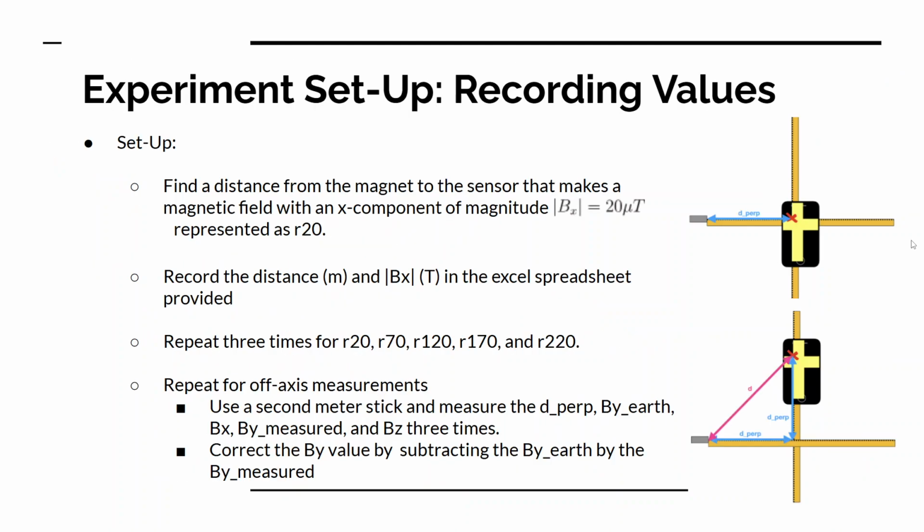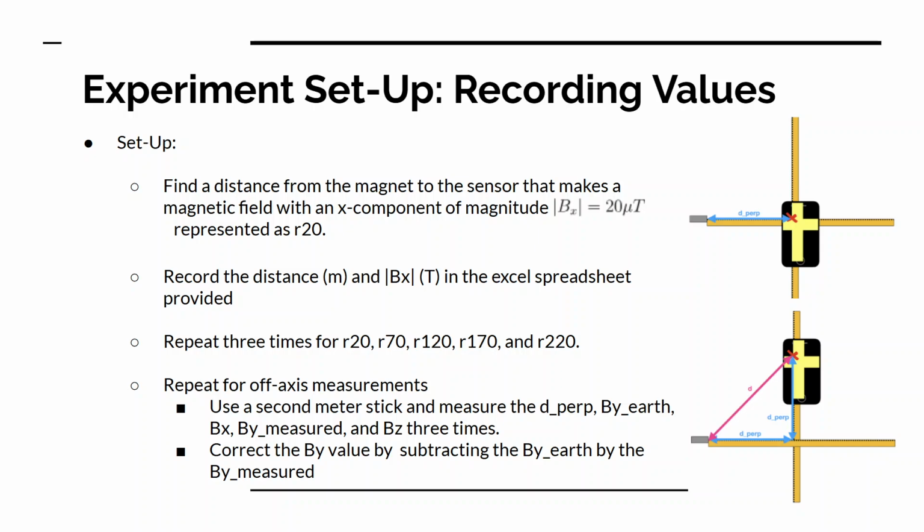Then we have to record the values, but in order to do this, we still have to finish setting up. We have to find a distance from the magnet to the sensor that makes a magnetic field with an x component magnitude of B field of 20 microtesla, represented as r20. We then have to record the distance in meters and B field in teslas in the Excel spreadsheet provided, and then repeat this 3 times for r20, r70, r120, r170, and r220.